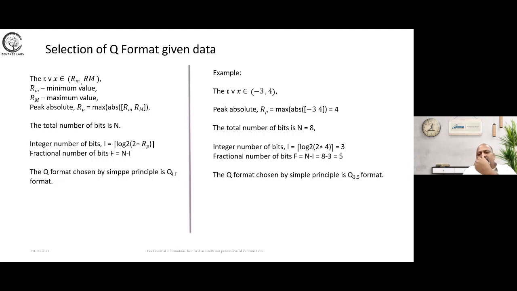Here the example is, suppose I have a random variable x in the range of -3 to 4. The peak absolute value is 4 here. The total number of bits given is n equal to 8. Then the integer number of bits, by using the same formula, I've got 3 and the fractional number of bits is 5. So the Q format can be Q3.5 for this given random variable.